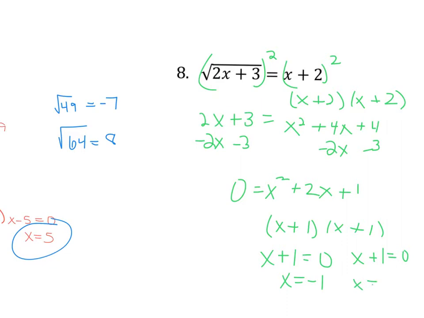So we only have one solution. We always have to check it. So let's plug that in. So 2 times negative 1 is negative 2. So this gives us square root of 1. And this gives us 1, which does work. So negative 1 is our solution.